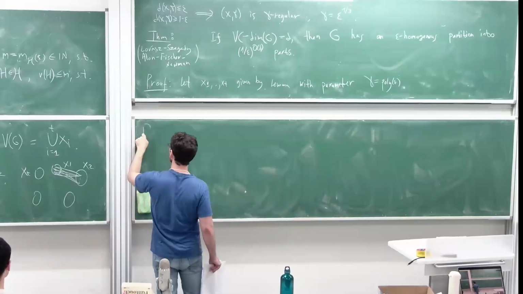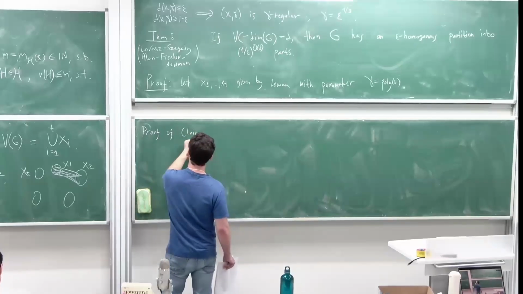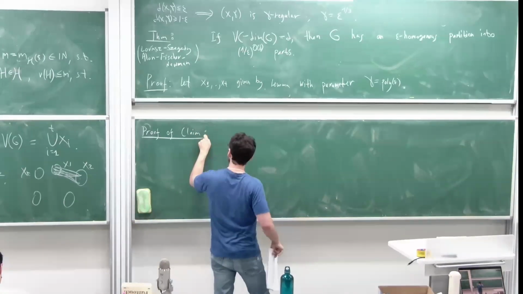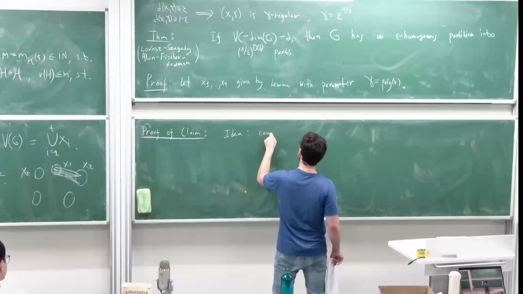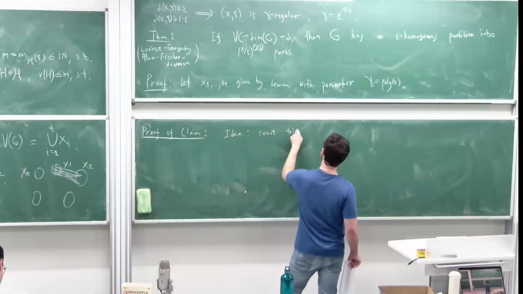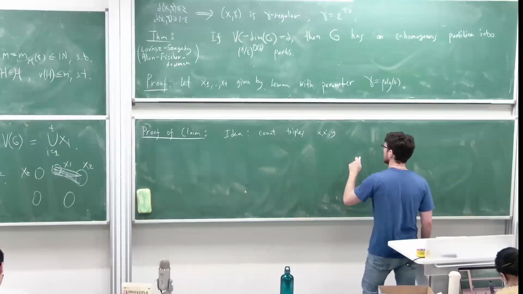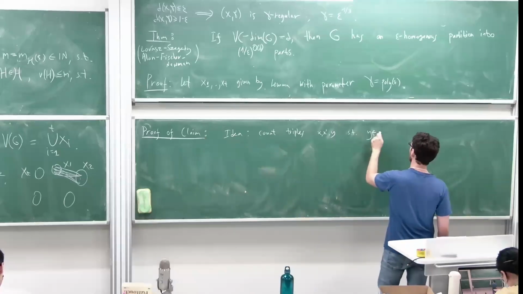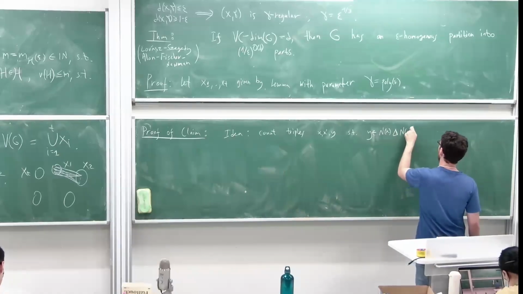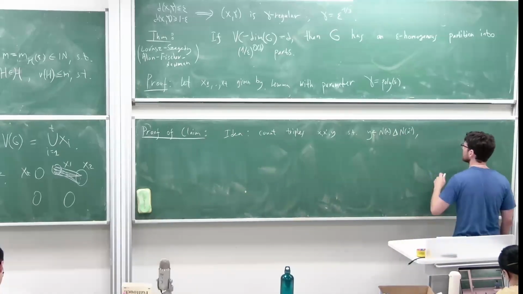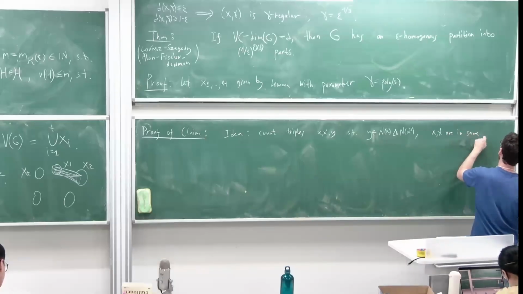Let's prove this claim. So the idea is to count triples x, x prime, y such that y is in the symmetric difference of the neighborhoods of x and x prime, and x and x prime are in the same part, Xi.